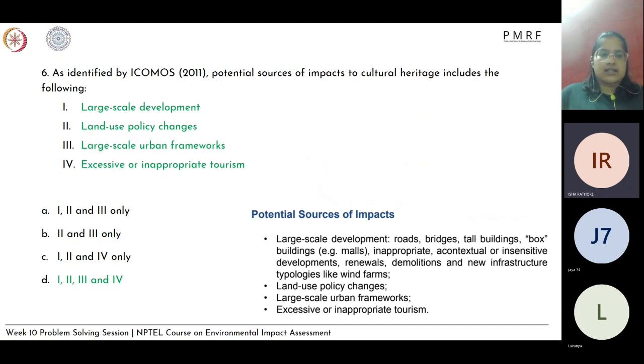Okay, so the correct answer is D. That is all of the 4 options were potential sources of impact to cultural heritage as defined by the ICOMOS in 2011. So D is the correct answer.